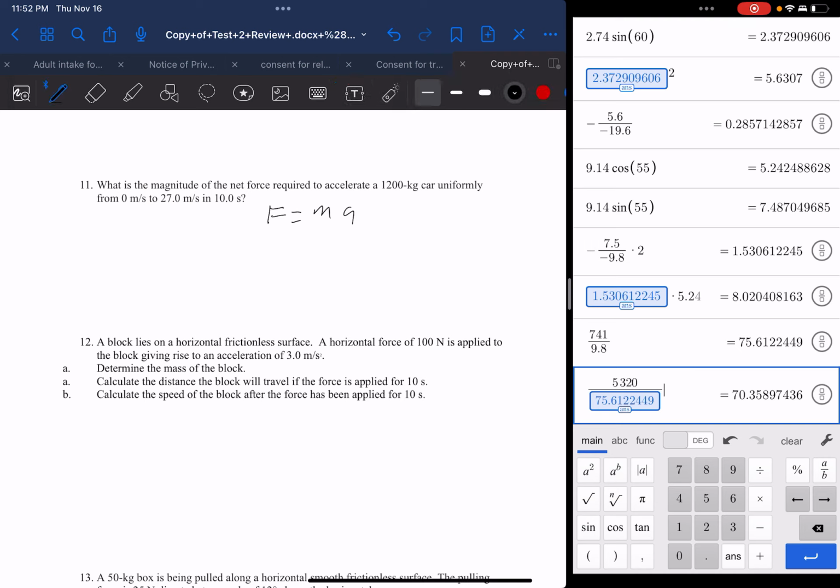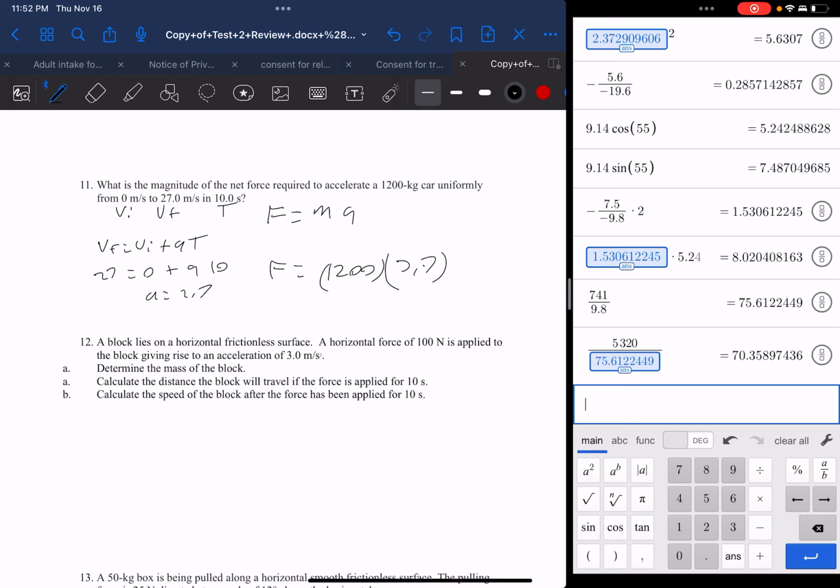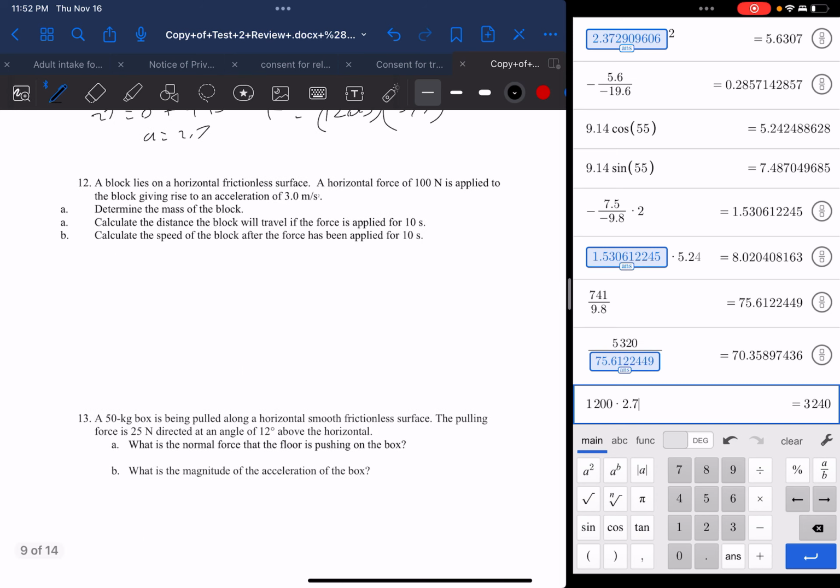over here. This is our VI, this is our VF, and this is our t. VF equals VI plus at. So 27 equals 0 plus a times 10, which is just a, and a ends up equaling 2.7. Therefore, F equals 1,200 times 2.7, which, as you can see over here, is 3,240.